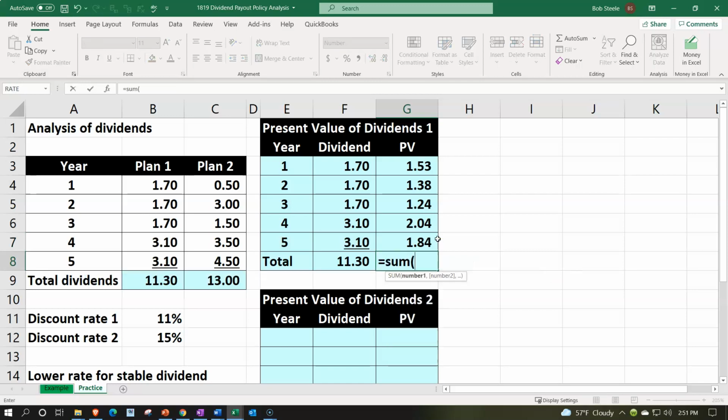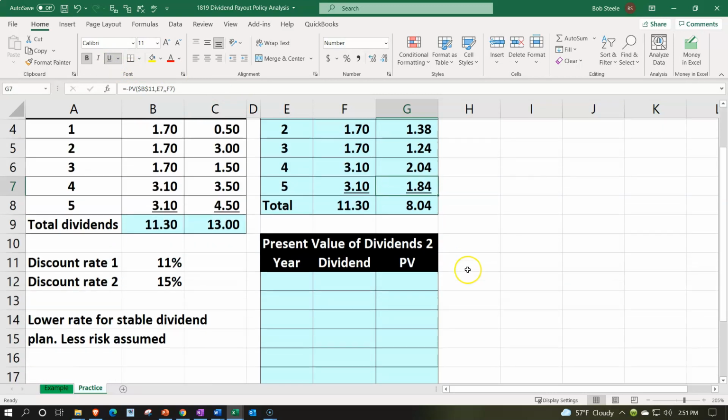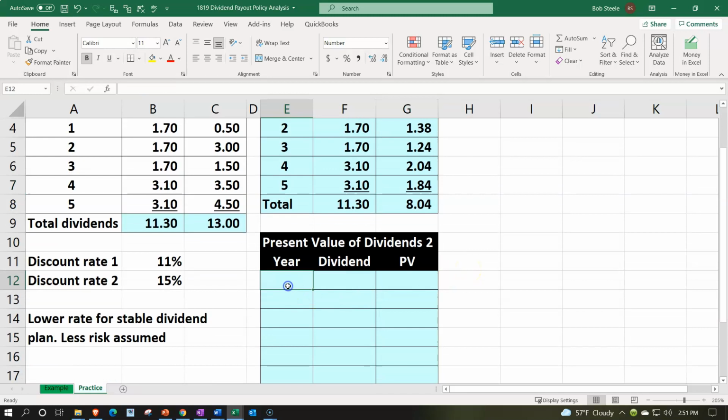Equals the SUM, summing this up. There's our present value. And we're going to say font and underline. Let's compare that then to the second policy here. So same kind of thing.